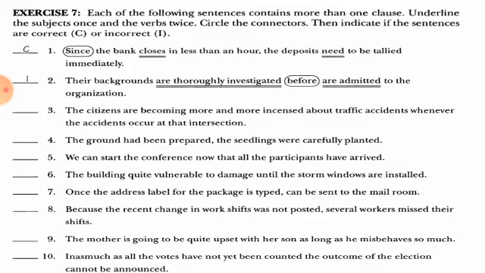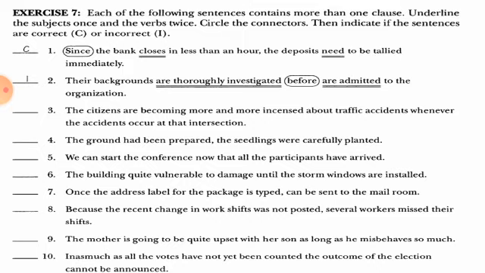Sentence number 2. Their backgrounds are thoroughly investigated before are admitted to the organization. This sentence has two clauses. The first one is their backgrounds are thoroughly investigated, and the second clause is before are admitted to the organization. This sentence is incorrect because in the second clause, after the connector before, we have no subject. We have only a verb, which is are. Therefore, the sentence is rendered incorrect.